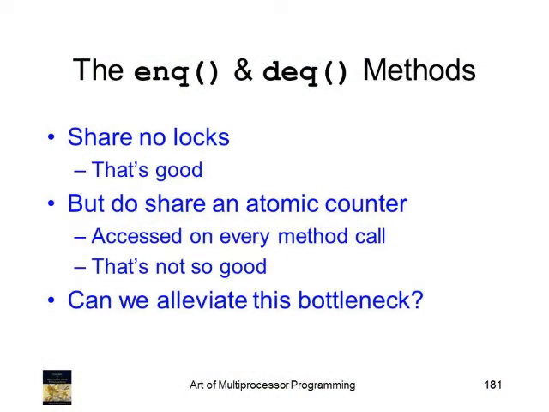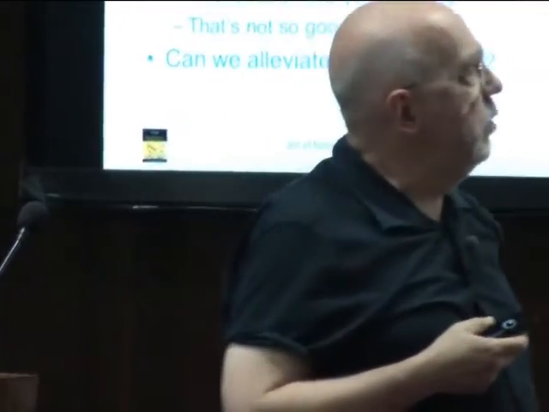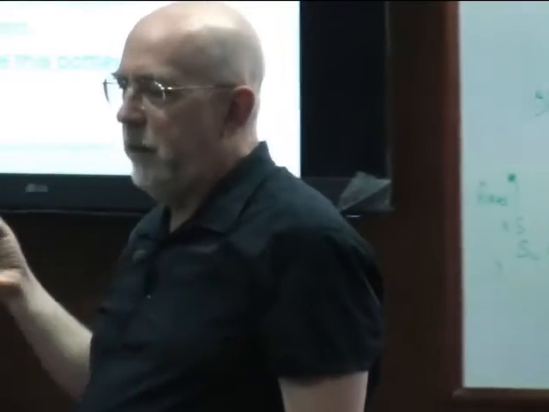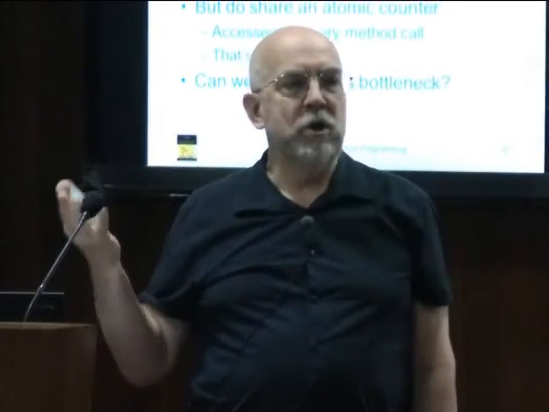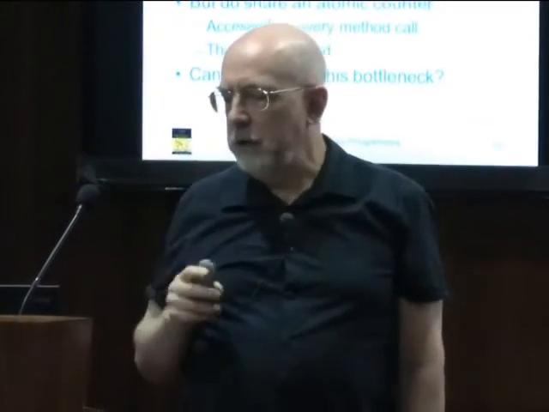Okay, so we can do a kind of an engineering review. The NQ and DQ methods don't share locks. So that means NQs and DQs can go on in parallel. But they do share an atomic counter, which is accessed by every method call. And you could say, well, we've removed one synchronization bottleneck only to encounter another one.